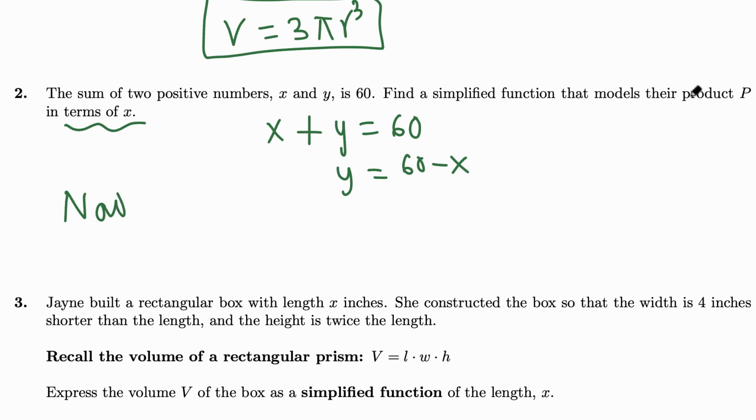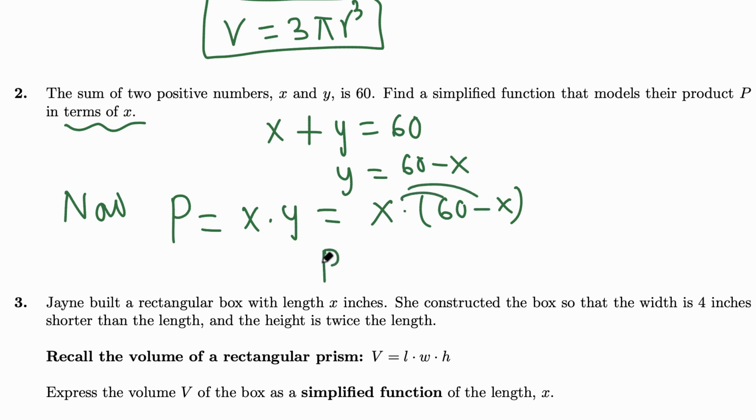Now we are supposed to write the product of these two numbers, x and y. So product p is x times y. That is in terms of x. So y is given 60 minus x. So x times y is x times 60 minus x. Now we distribute. So that's the final answer. P equals 60x minus x times x, x squared.